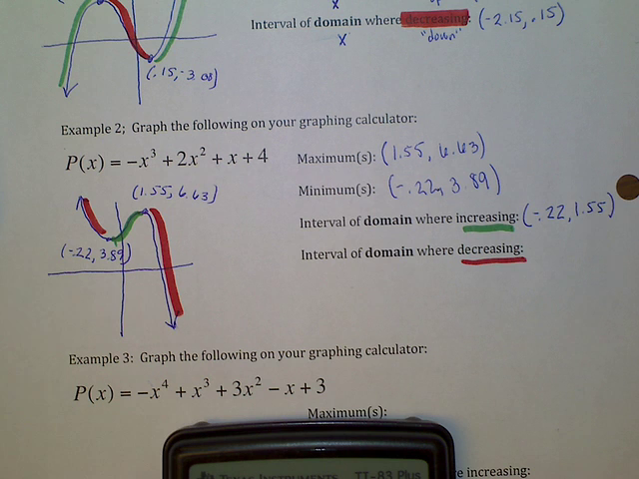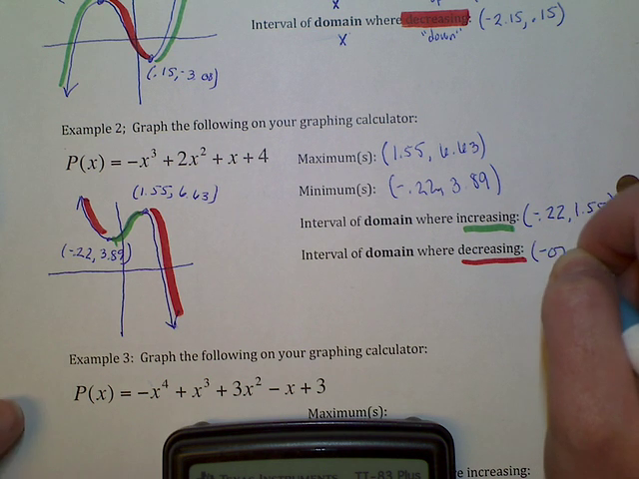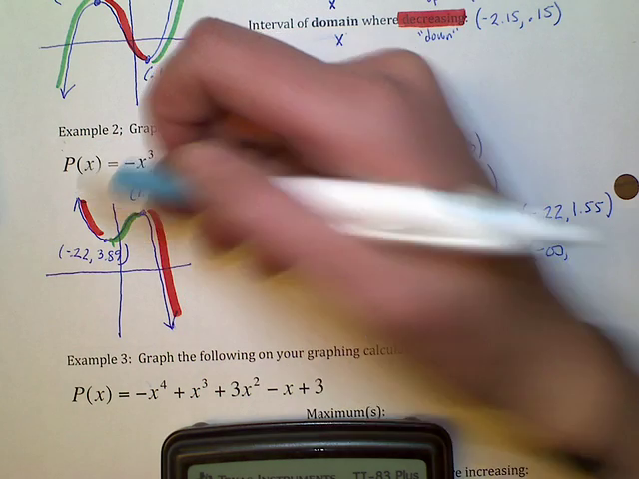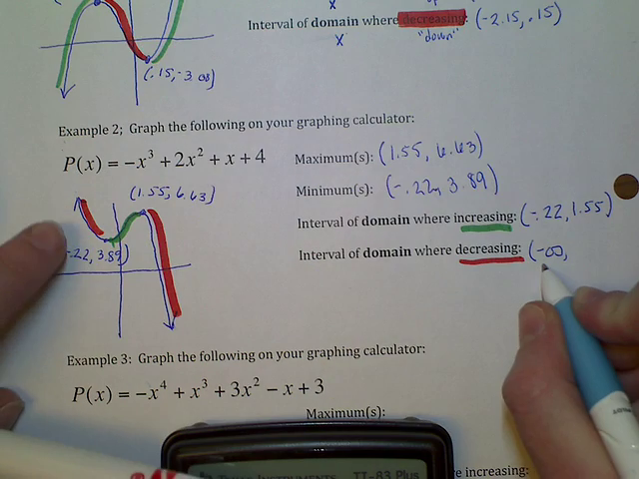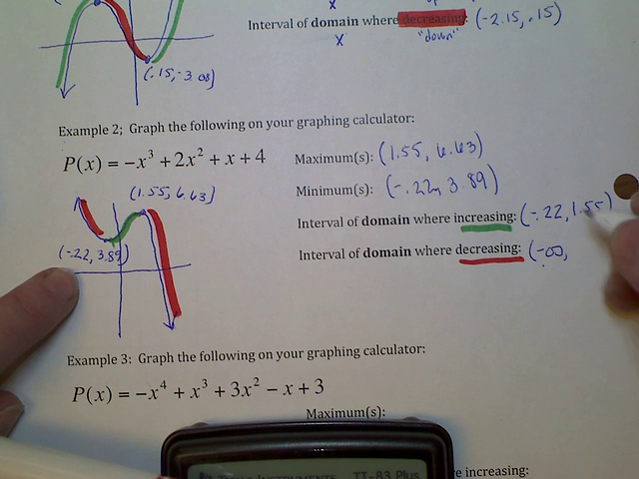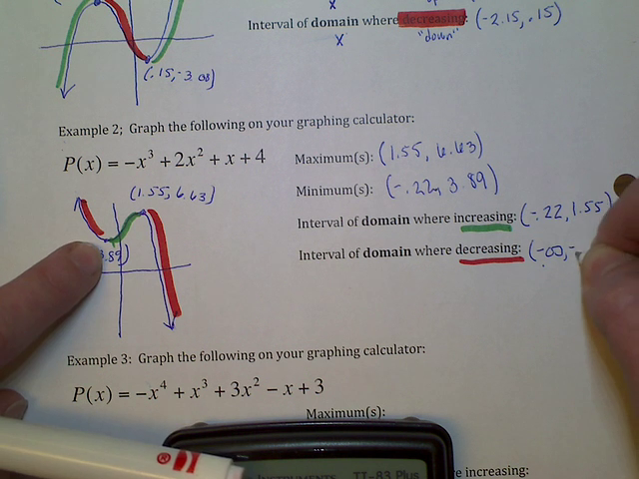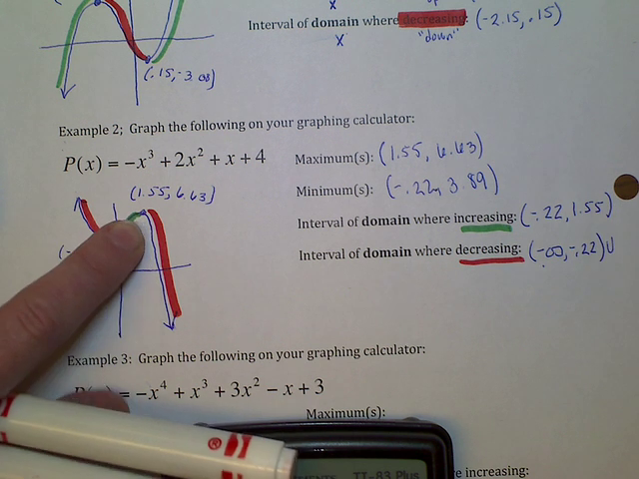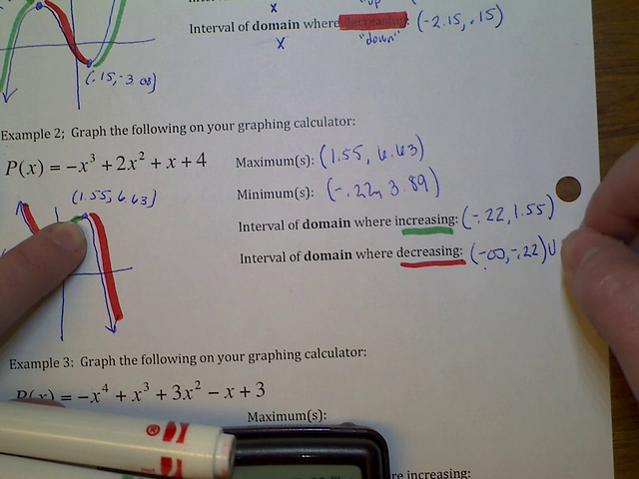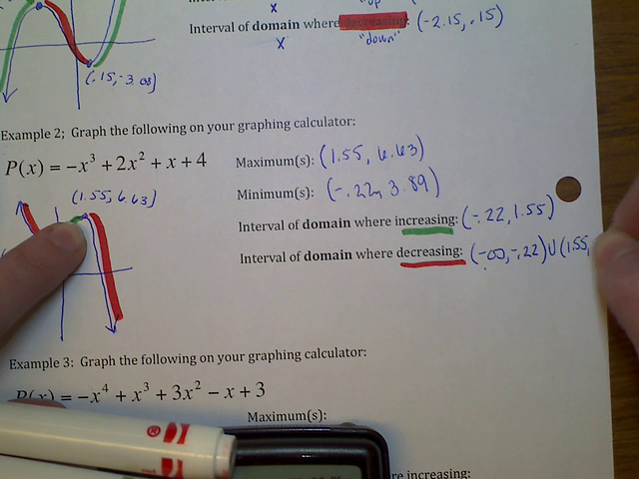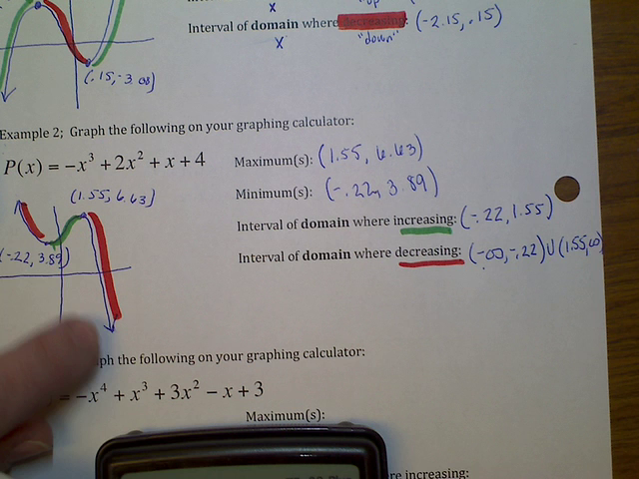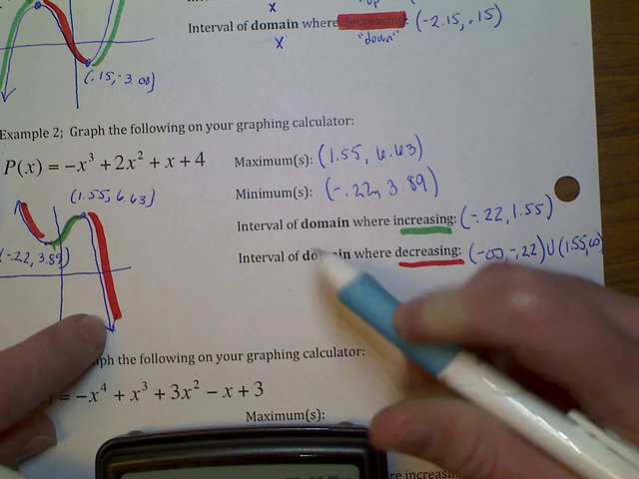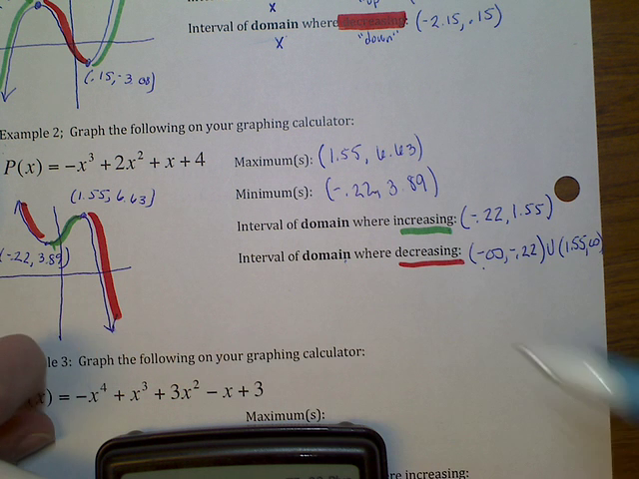Okay, and that's going to be from negative infinity, because I know this looks like it's going up, but as it's going up, it's also moving to the left, which means your x values are getting closer and closer to negative infinity, and it keeps decreasing to an x value of negative 0.22. But we have another decreasing part, so we need a union, and we would go from 1.55 to infinity. Again, I know that looks like it's going down, but we're talking about the domain of that part, and as it's going down, the x values are getting bigger and bigger.